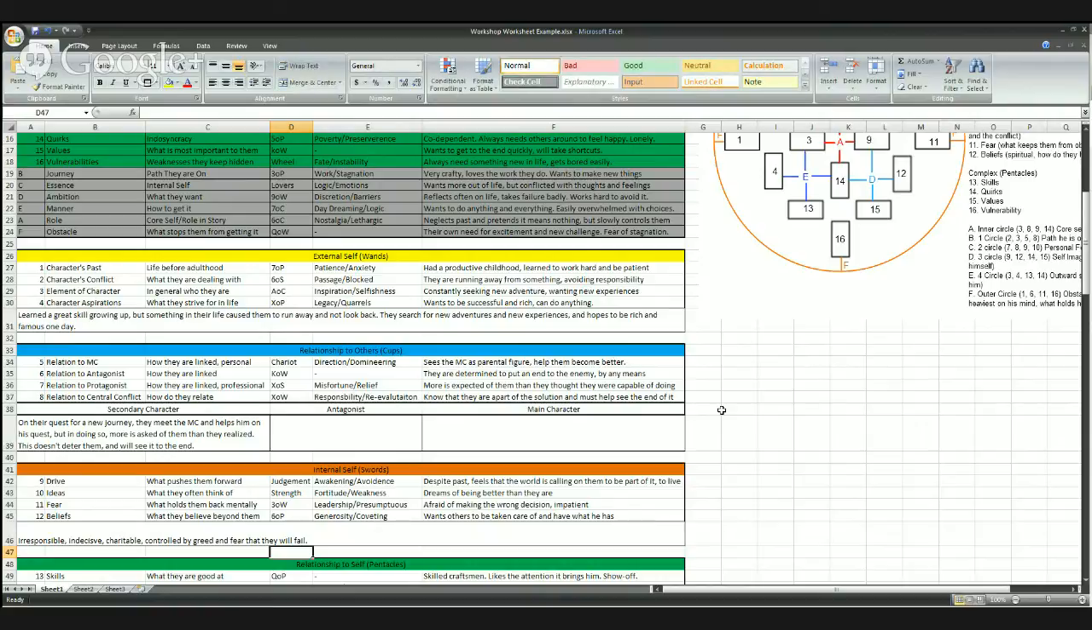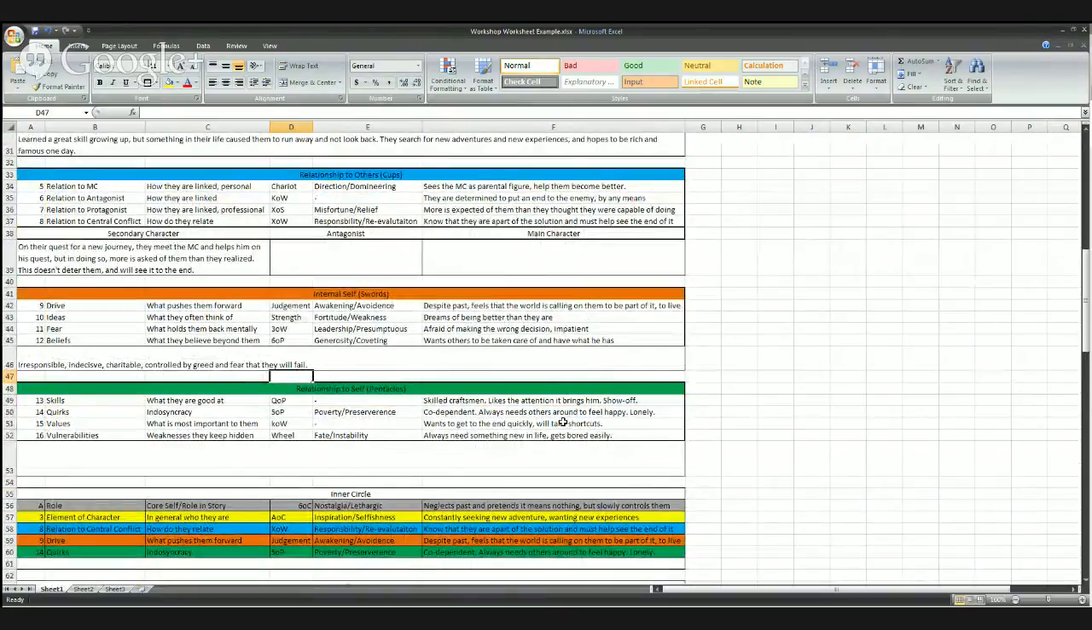So I'm doing something real simple here, but I encourage you to write as much as you can based on these ideas. So you take these ideas and see what they inspire as far as creating a character. Okay, so relationship to self: skilled craftsman, likes to show off, codependent, wants to get to the end quickly and take shortcuts, and always needs something new in life, gets bored easily.